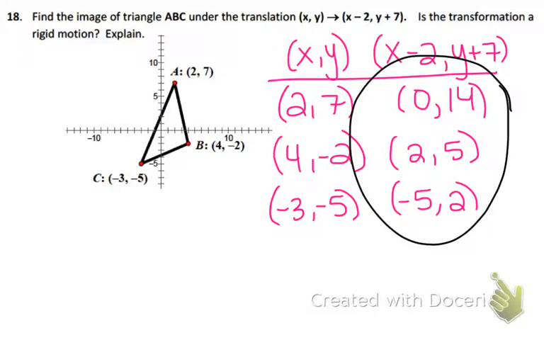Let's go ahead and graph it. So (0, 4). Did I say (0, 4)? It's (0, 14). So there's my new A. (2, 5). There's my new B. (-5, 2). And there is my new C.